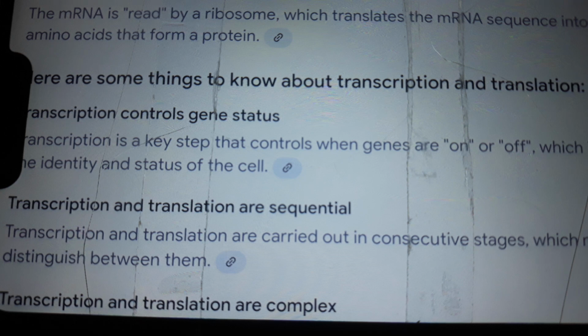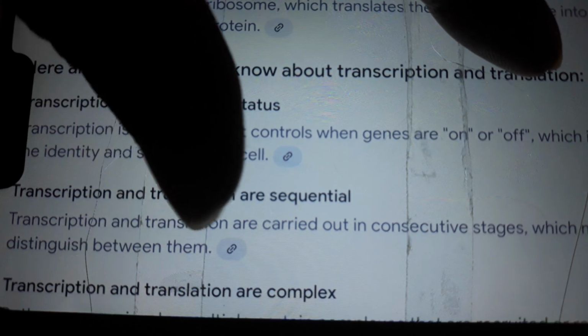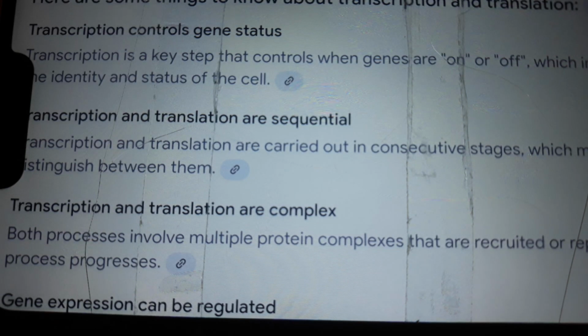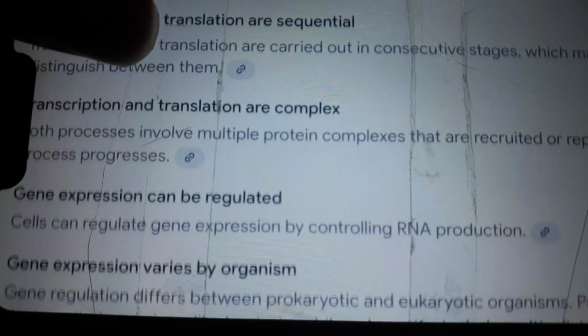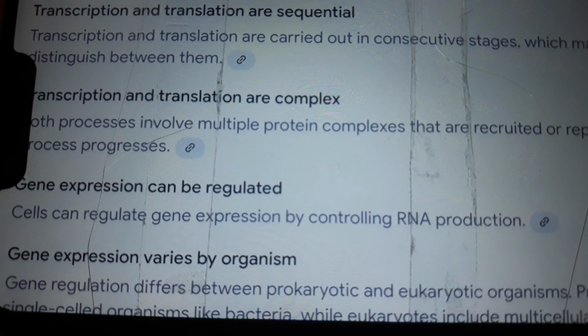There are some things to know about transcription and translation. Transcription controls gene status. Transcription is a key step that controls when genes are on or off, which in turn determines the identity and status of the cell. Transcription and translation are sequential. They are carried out in consecutive stages, which makes it difficult to distinguish between them.